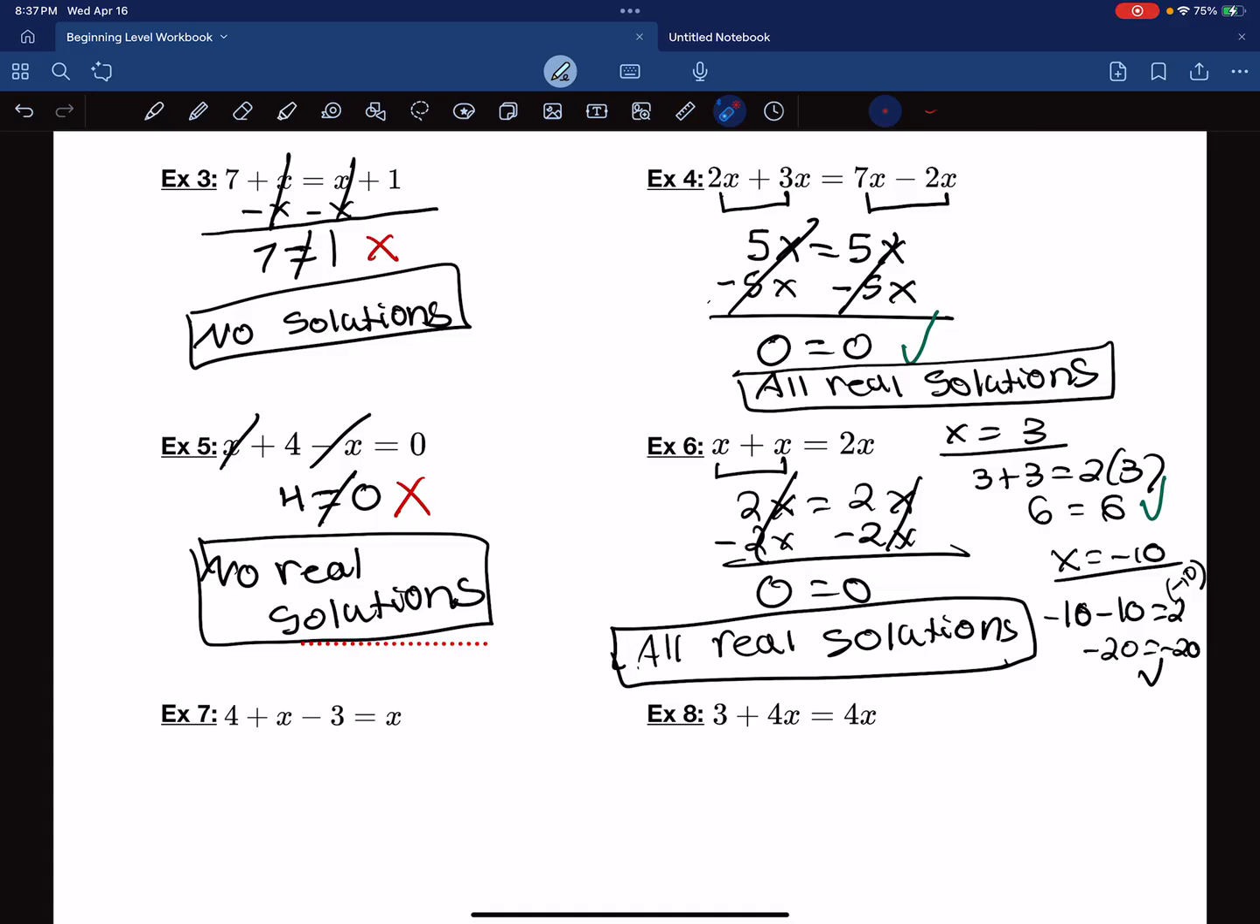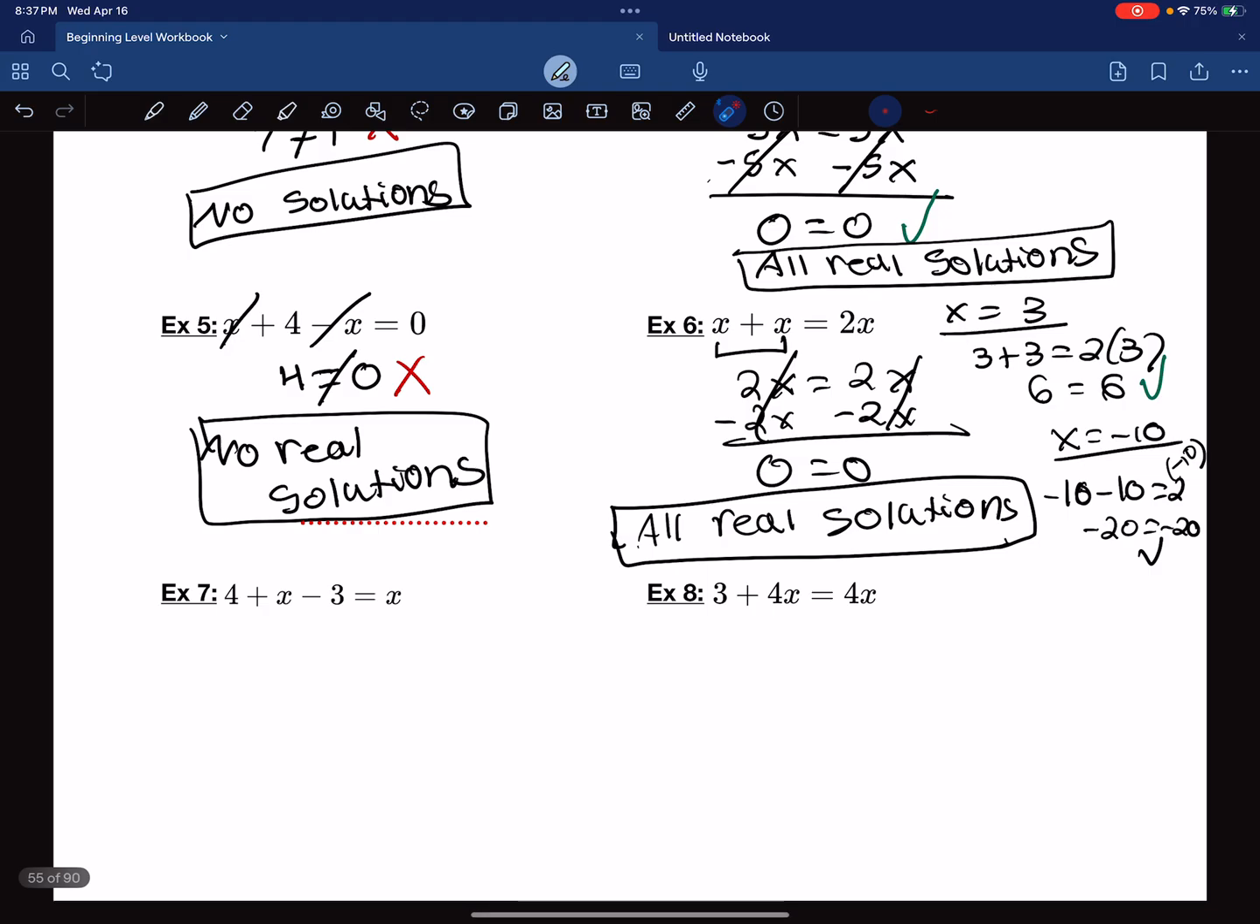But when you look at the other kind of equations, regardless of the number that you plug in, you will never get a true statement like we do here. So no real solutions means you can plug in any number you want, but you're not going to get a true statement. But all real solutions means the complete opposite. That means you can plug in whatever number you want, and you will get a true statement every single time. So that's what that means.